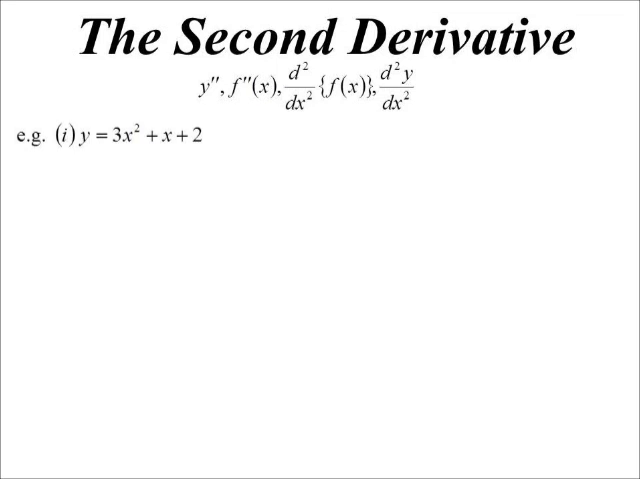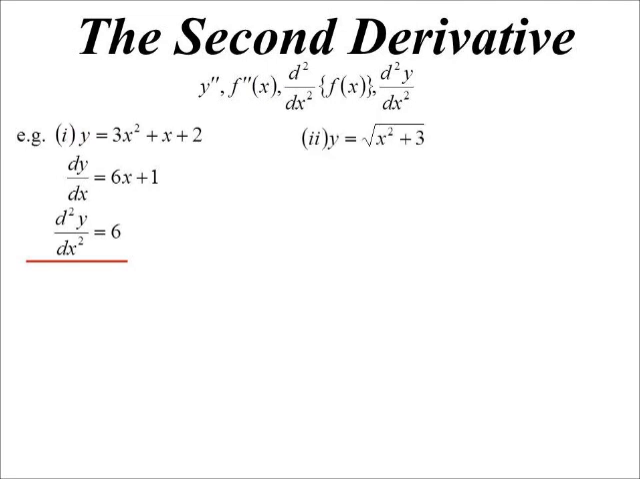There's our function. We find the first derivative. Guess how we find the second derivative? We just simply differentiate a second time. It's the second time you differentiate. So we don't square the derivative, we simply differentiate a second time. So there we go, we get 6. That's how you do it.